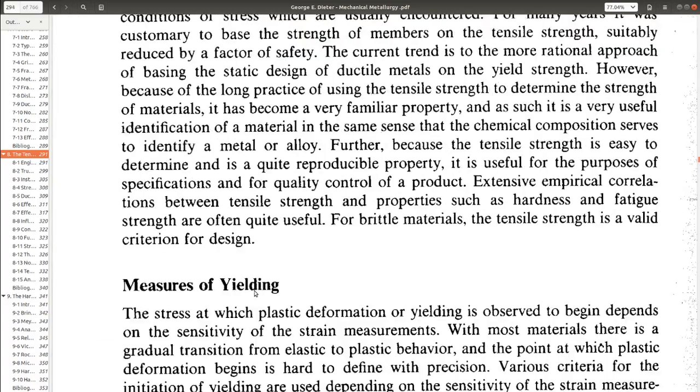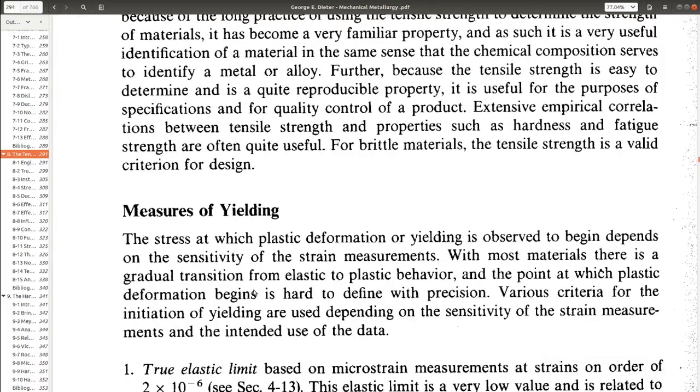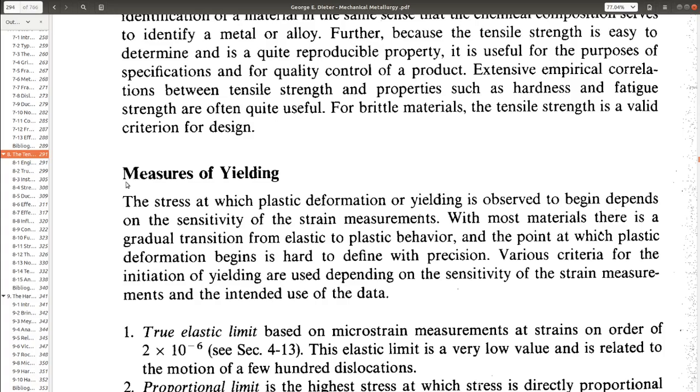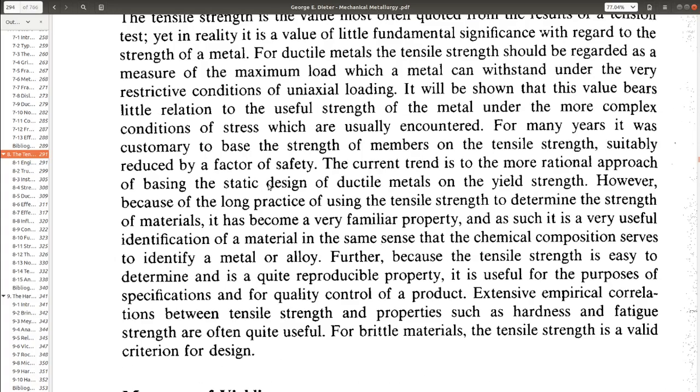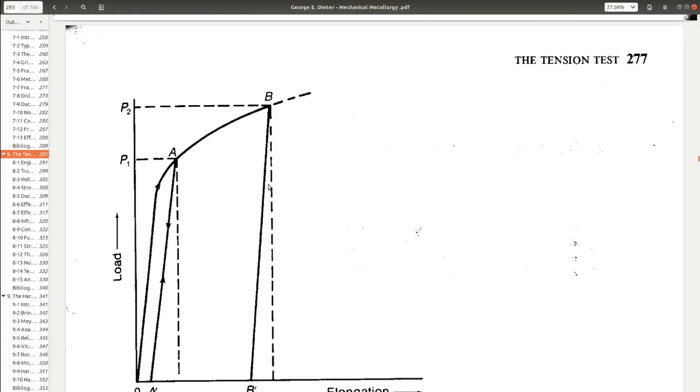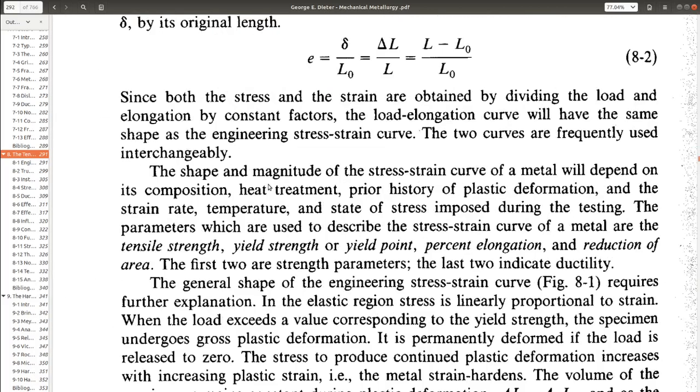What else could we measure? So we could measure yielding. Okay, so what is yielding? Yielding is a point where the permanent deformation will occur.